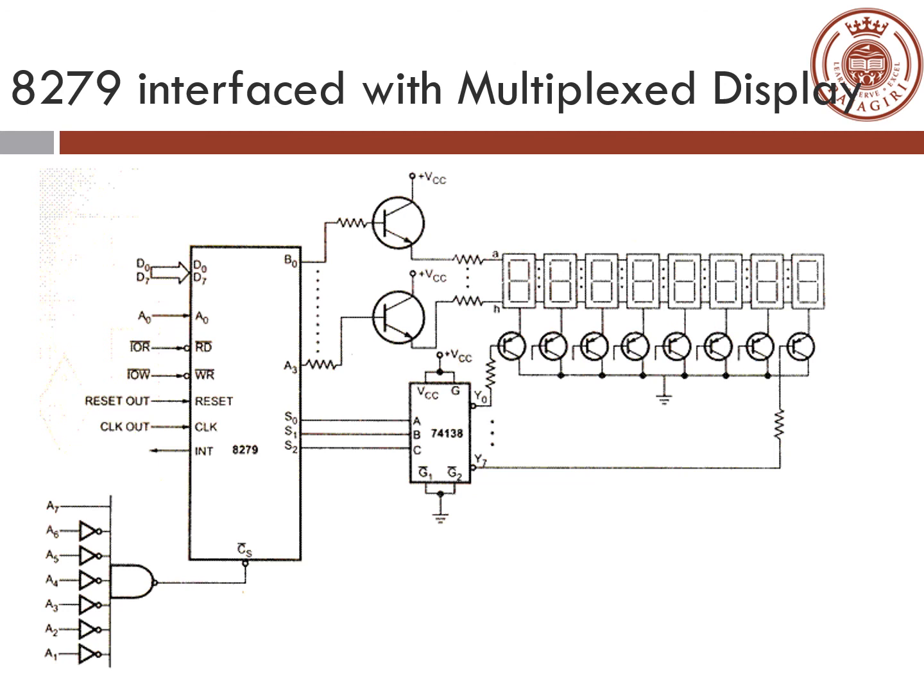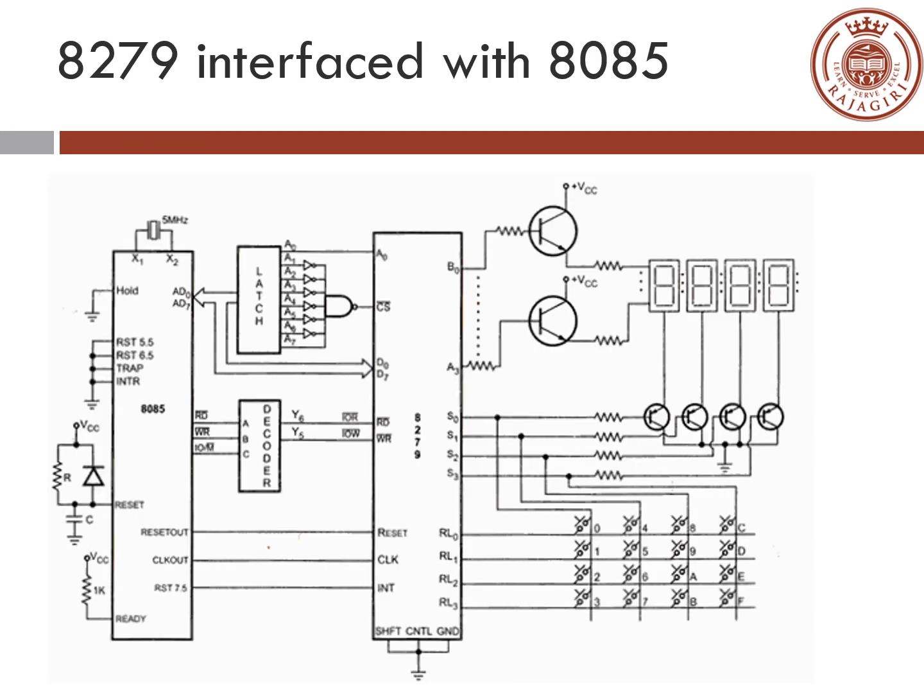On the left hand side, it's the same interface to the microprocessor which was described earlier, and there is a chip select. Having seen the connections to the keyboard and the display, in this diagram we show the connections to the 8085. So on the left hand side, the block is the 8085 microprocessor, and it shows how the connections on the right hand side of the 8279 are connected.